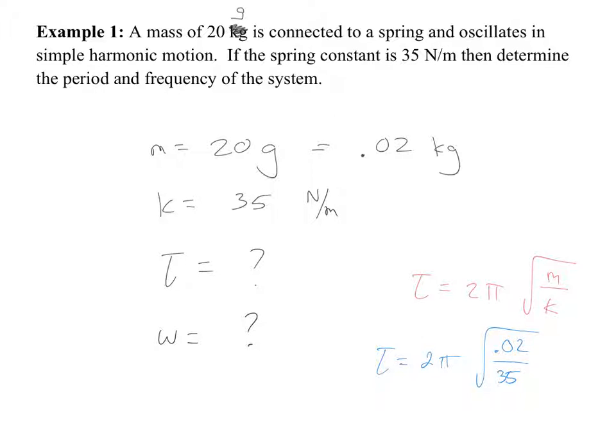Maybe sometimes you solve for mass. Maybe you'll solve for tau. Maybe you'll solve for K. So it's the algebra that you have to be pretty good at. The actual application doesn't vary too much. Okay, it's a mass, it's a spring, and it's period. That's the three things involved in this formula.